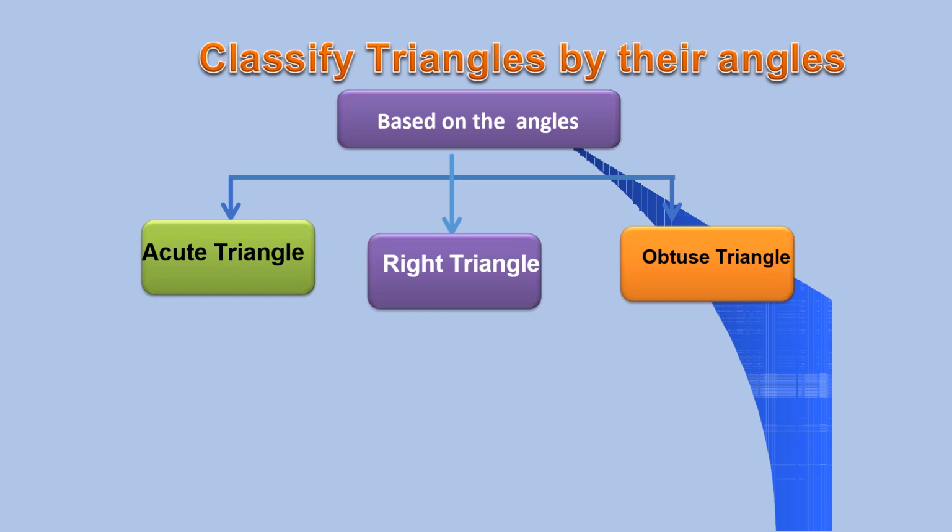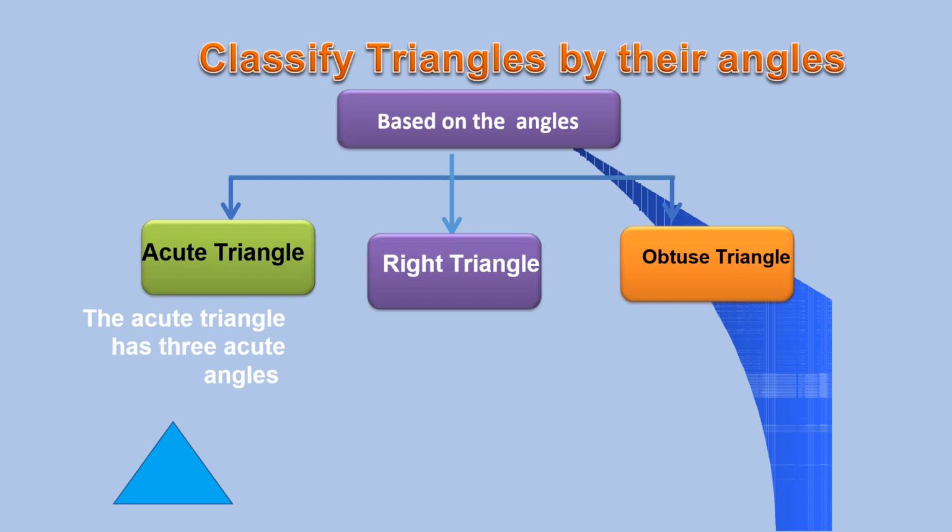What about the acute triangle, guys? How do you know that this triangle is going to be named as an acute triangle? If all of the angles of that triangle are acute. So the acute triangle has three acute angles. Again, what is the definition of the acute triangle? It has three acute angles, like that one.